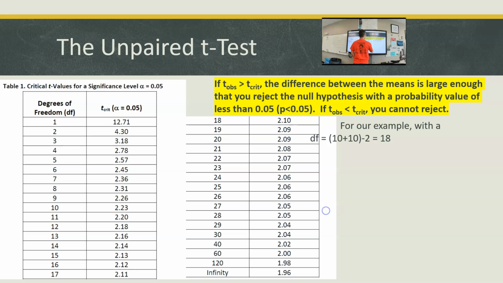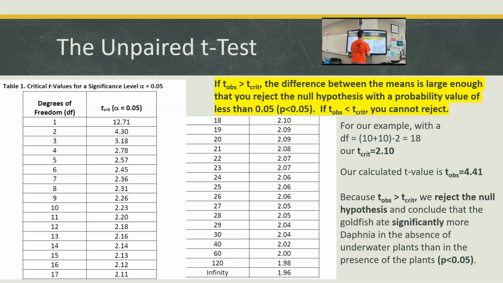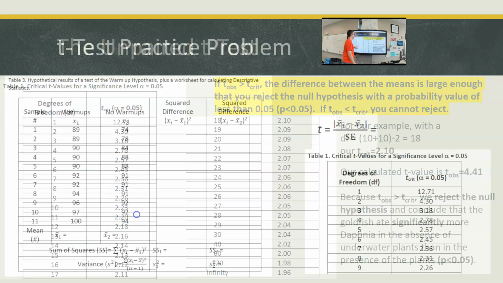For example, with the degrees of freedom, we had two columns, 10 in A, 10 in B. We had 20 values. We subtract 2, that's 18. So we're going to use 18 up here. Our t-critical value, you can see right there, is 2.10. Our calculated one from earlier was 4.41. Therefore, our observed is greater than our critical, and thus we reject the null hypothesis and conclude that the goldfish ate significantly more Daphnia in the presence of underwater plants than in the absence of plants, with a p-value of less than 0.05. That's exactly how you would write that. And that's what that p less than 0.05 means.